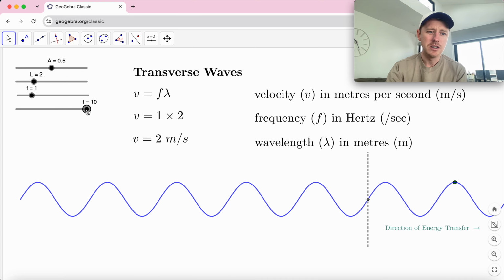So that is the idea of frequency, and that can be the trickiest part. It's like, how many times does each point pass a specific point? And you're just counting it. It's as if you've got a stopwatch. How many times does it pass that point?